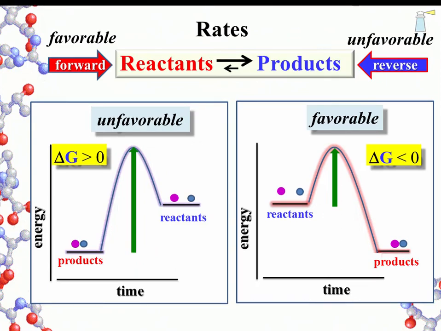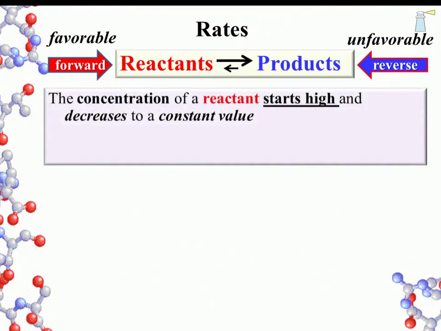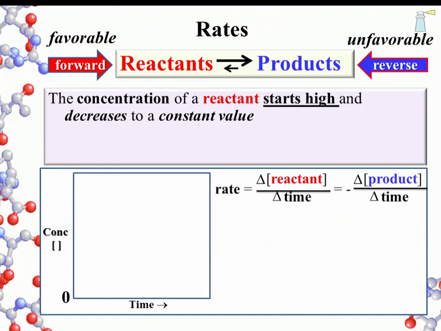As to reaction rates, and starting with the rate of a reactant, using a reaction that starts with nothing but reactants, no products yet, the concentration of a reactant starts high and decreases to a constant value as time progresses. It gets used up. But at some point, in a reversible reaction, the concentration stops changing. What would that look like on a graph?